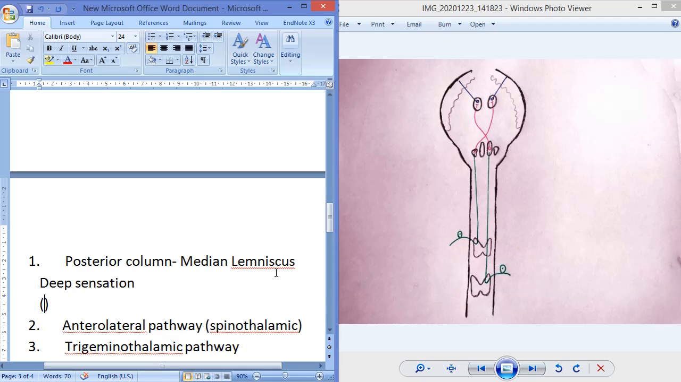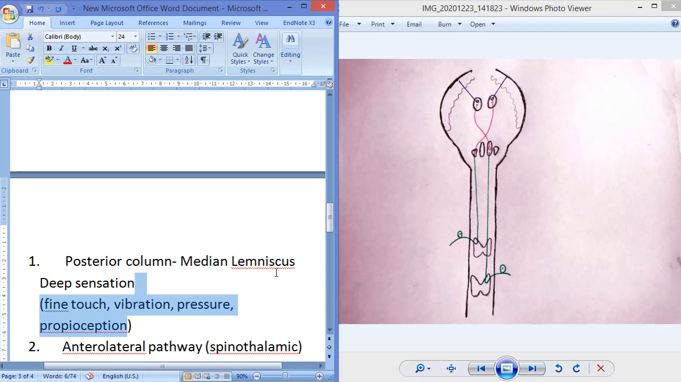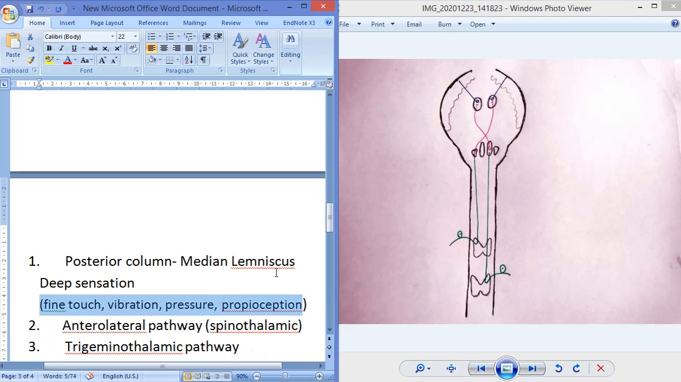The sensations are the somatic sensory sensation of fine touch, the somatic sensory sensation of vibration, the somatic sensory sensation of pressure, and the somatic sensory sensation of proprioception. This is also a very important one, etc. All of these are the deep sensations which are carried from various parts of the body to the brain. So fine touch is counted as a deep sensation, vibration is also a deep sensation, and pressure is also a deep sensation.